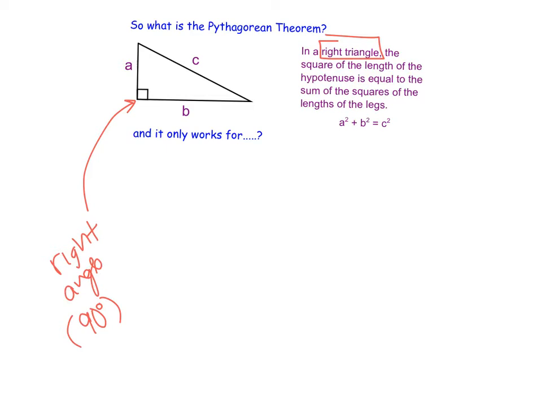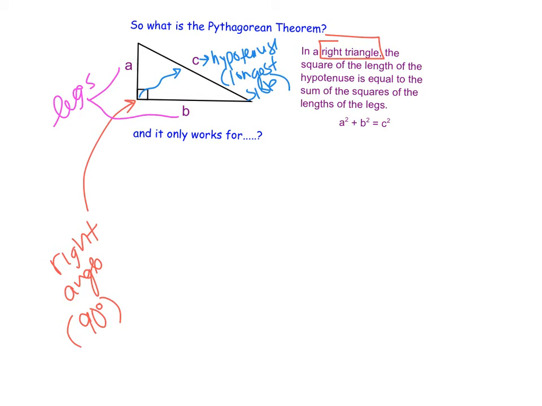Now, in a right triangle, there are special names for the different side lengths. The side length that is across from the 90-degree angle is called the hypotenuse. And this will always be the longest side length of your triangle. So if you have a right triangle, your longest side length will always be across from that 90-degree angle, and it will be called the hypotenuse. Now, these other two side lengths, so I have them labeled A and B. These non-hypotenuse side lengths are called legs.